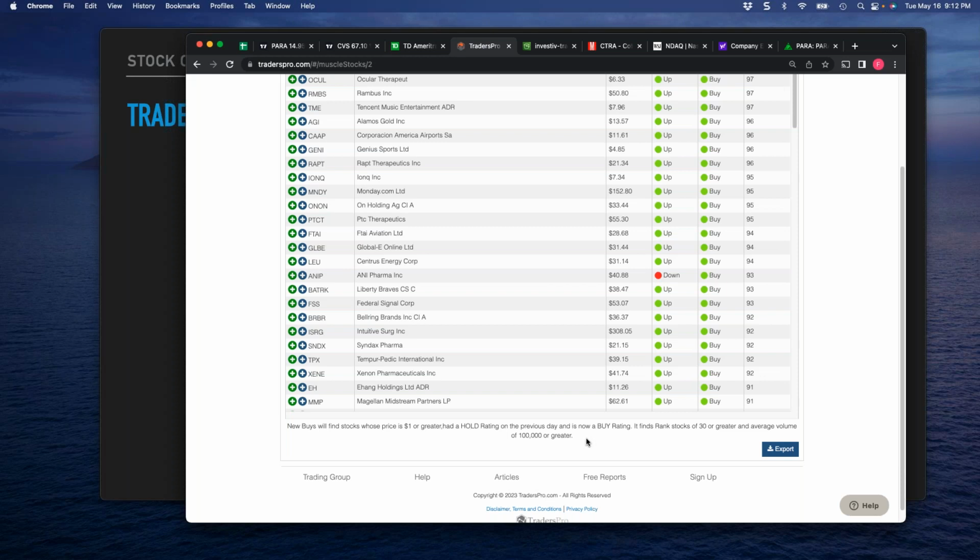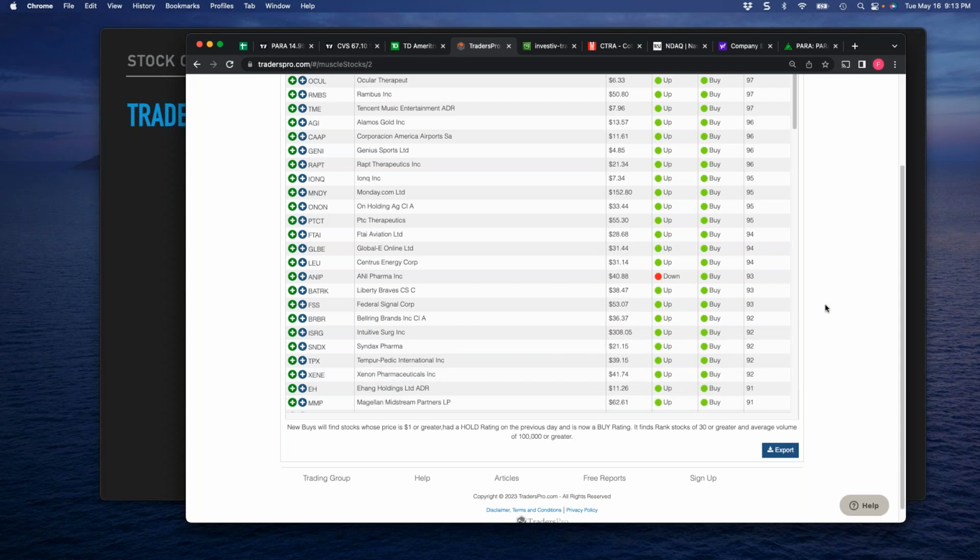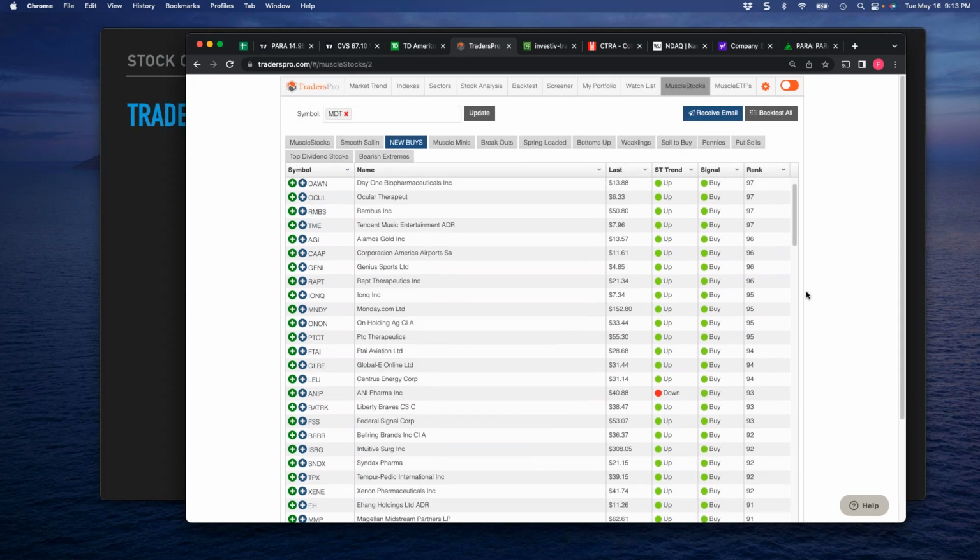So this is an example of one that is designed to try to identify stocks that are starting to build bullish momentum. It finds ranked stocks of 30 or greater, so they're starting to move up the rank lists, and average volume of 100,000 or greater, trying to identify stocks that have a lot of trading activity going on, so that you can have the opportunity to work with a fairly liquid market. Each tab has a different kind of scan. You can see there's several different tabs that are built here. Rather than identifying every single one of these, you can browse through them.